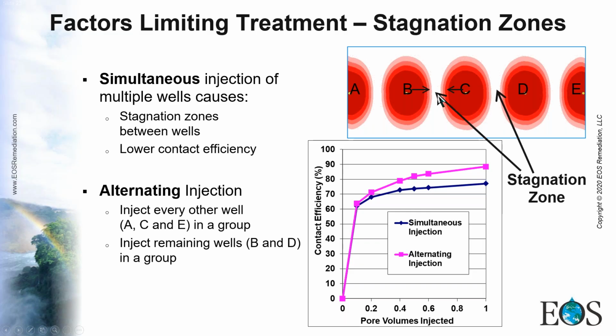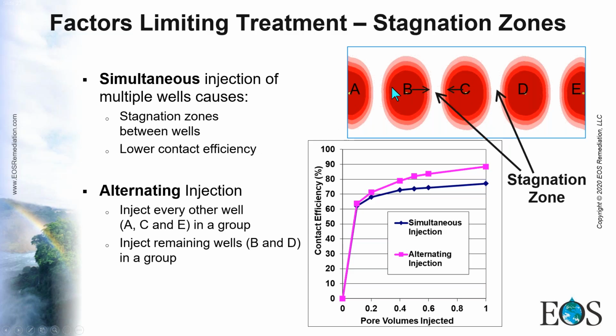Now, we did some modeling to try to figure out how important that really is. And we looked at two different things. One, simultaneous injection. That's this lower line. For the amount of oil we're injecting, and it wasn't that much, we're getting a maximum contact efficiency of about 75%. If we changed the sequence and injected wells A, C, and E one day, finished that injection, and the next day came back and did B and D.